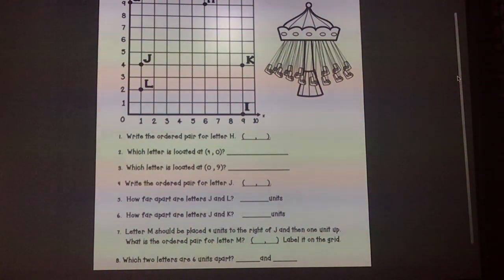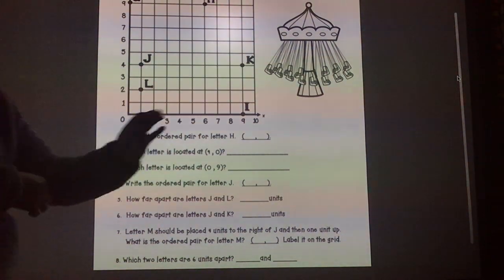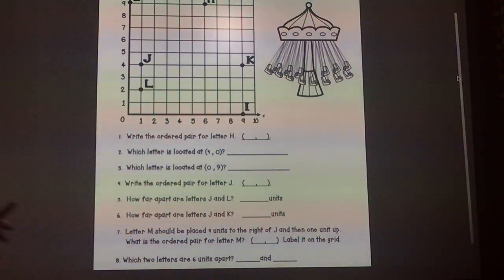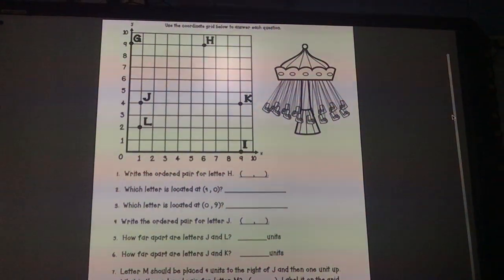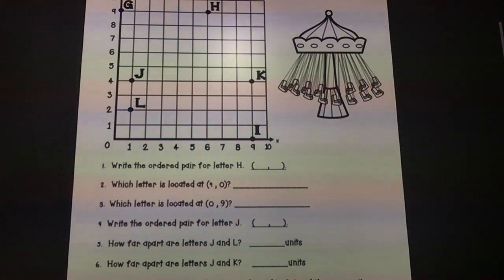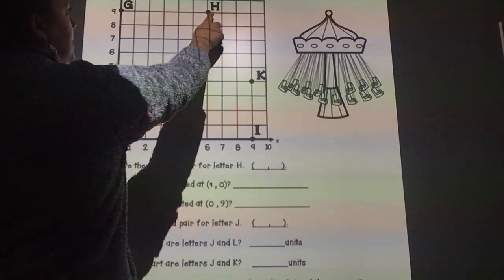All right, we're gonna use this coordinate grid here to help us answer these questions. So number 1, we are going to write the ordered pair for letter H. They marked a coordinate up here using the letter H. And if you can't see it very well, guys, like I said, it is on your iPad on Schoology. So if I look up here, I have to find H. Is this one H? No. Is this one H? No. Oh, look, there's letter H.